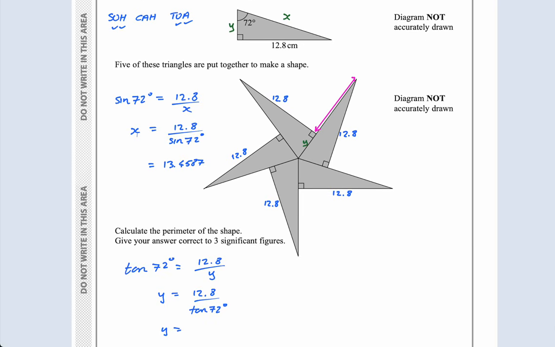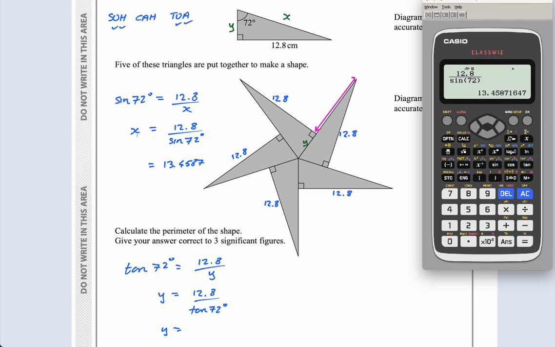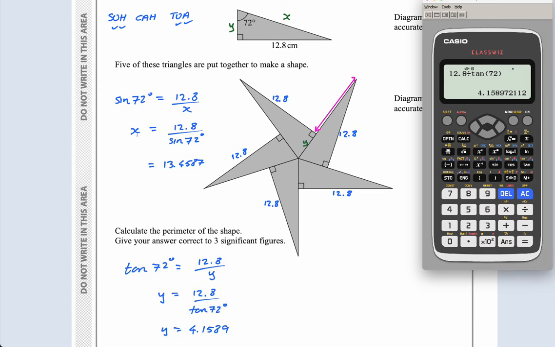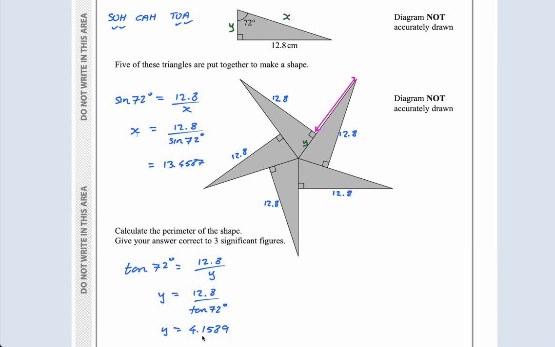And then finally y equals 12.8 divided by tan 72, close bracket, 4.1589. Okay, so that's y. But remember, guys, I said the pink thing is x minus y.